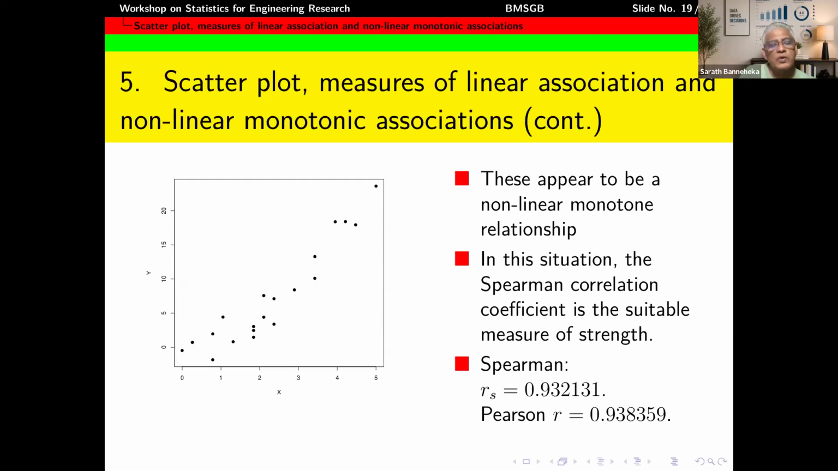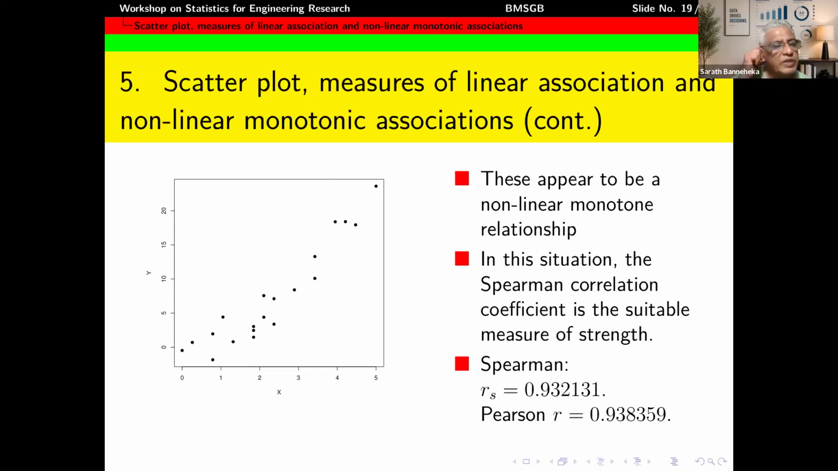Now, if you look at this one, one might consider it a straight line, but I think it's better to consider it non-linear but monotone, because you can see that the points are going around a curve, not around a straight line. So I would guess that the relationship apparent in the sample is a non-linear, monotone relationship. Therefore, in this situation, Pearson's correlation coefficient is not very suitable. It's better to look at Spearman's correlation coefficient.